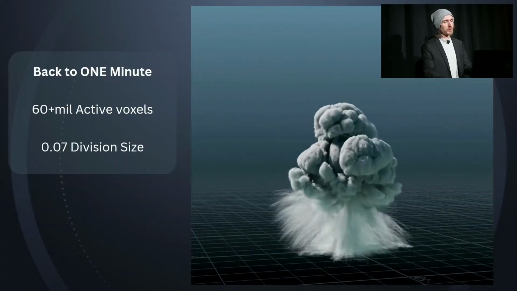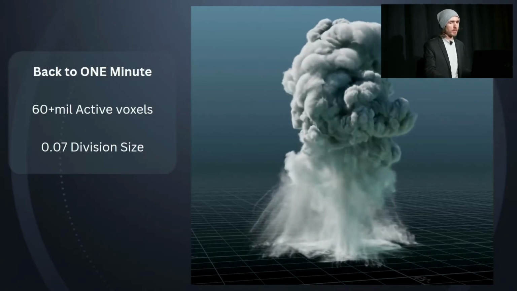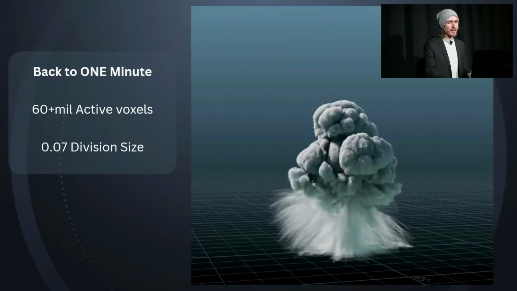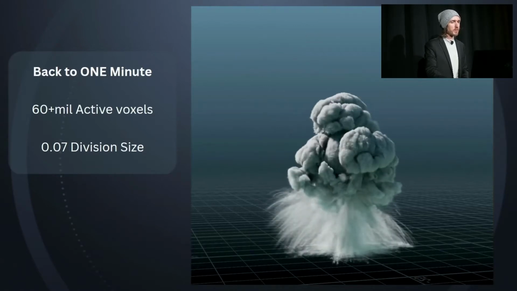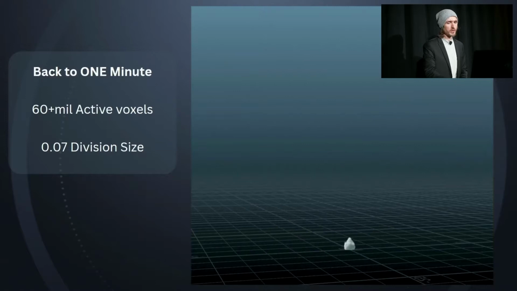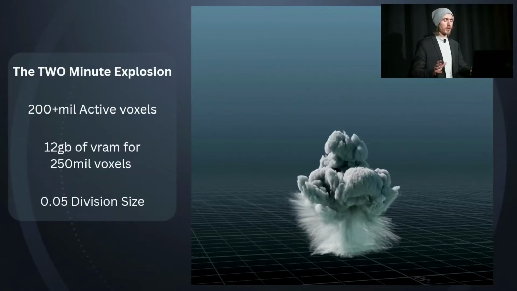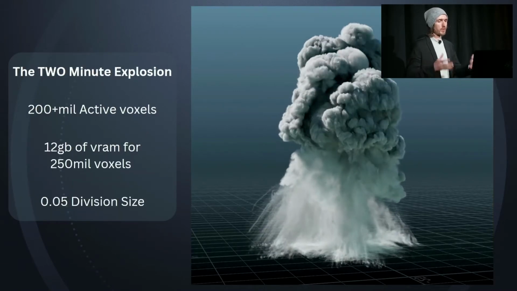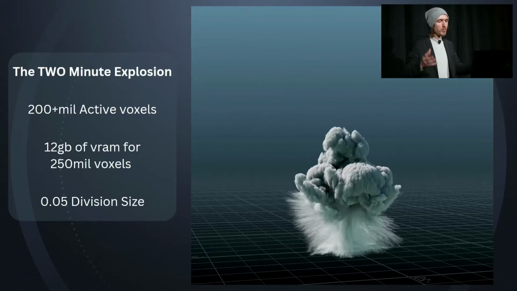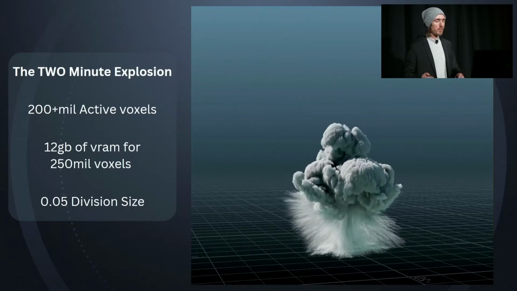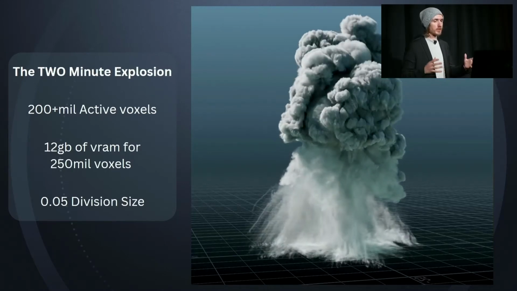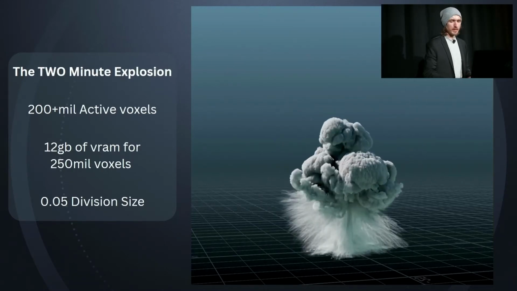And if we set it to 0.07, we're gonna get back to 1 minute, which is what we want. We want fast, good-looking simulations. And this will have 60+ million active voxels. And you can see between the 2 explosions, they kind of share a similar vibe. They have the same movement. And that is partially due to the emitter, partially due to Axiom having this shape preservation built in.